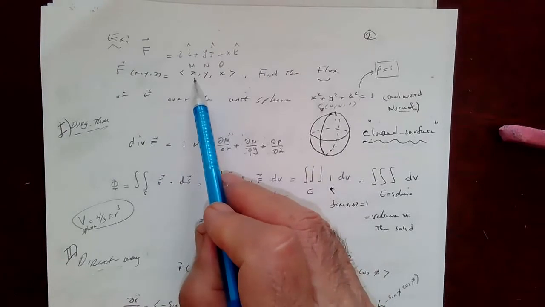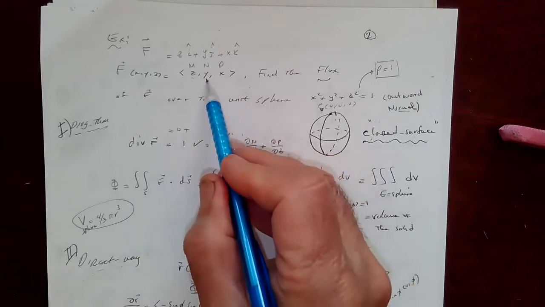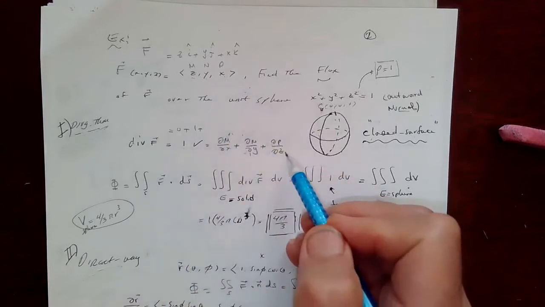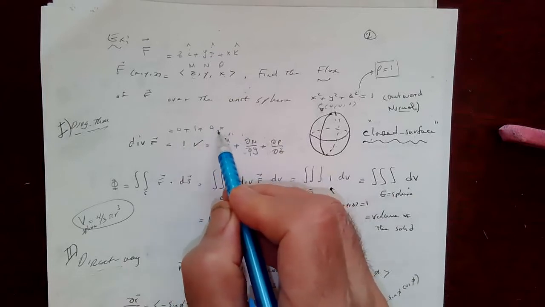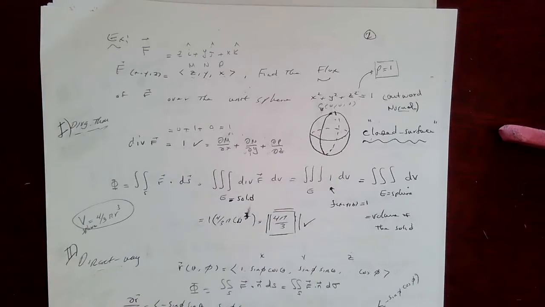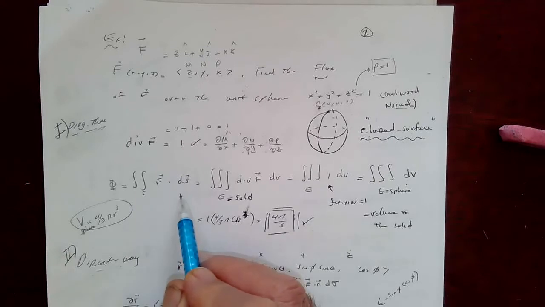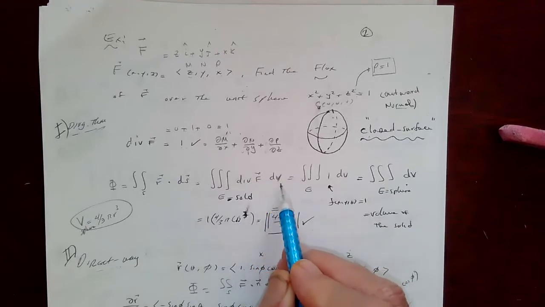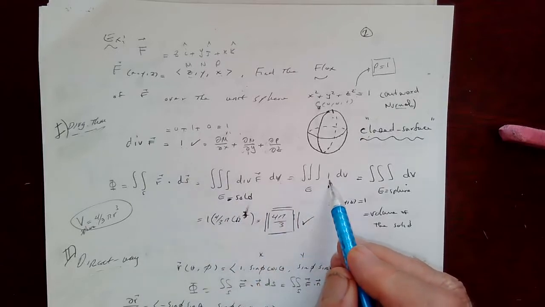Partial derivative of z with respect to x: there is no x here, so it's 0. Partial derivative of y with respect to y is 1. Partial derivative of x with respect to z: there is no z here, so it's 0. 0 plus 1 plus 0 is 1. So the divergence is 1.